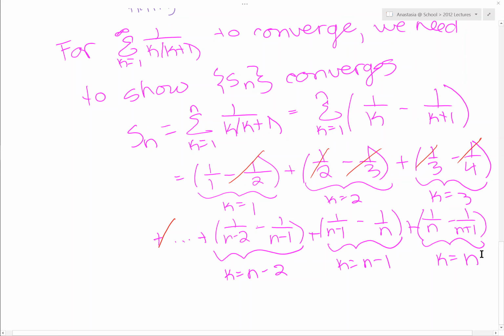Now we need to figure out how much at the end cancels. We have a positive 1 over n and a negative 1 over n, positive 1 over n minus 1 and a negative 1 over n minus 1. So we've got a couple in a row now here. We can assume that this one is going to cancel with something in the middle. So that means that all we're left with is the first term and the last term for this series.